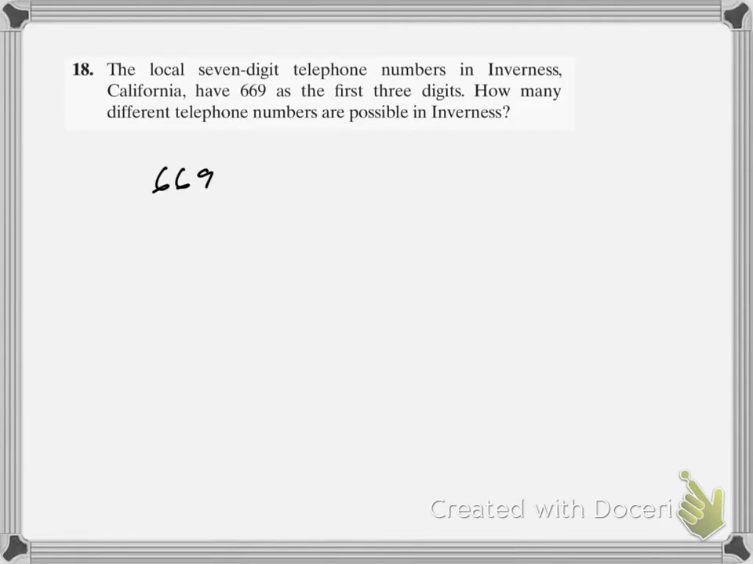So there's 4 left. And for each of those spots, how many choices do we have? I'll write those in. You can have 0 through 9, which is 10 choices. So there's 10 choices for each of those. So the total number is going to be 10 times 10 times 10 times 10. Since there's 4 different choices there in sequence, we have to multiply.